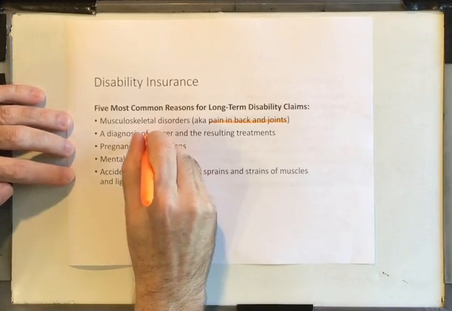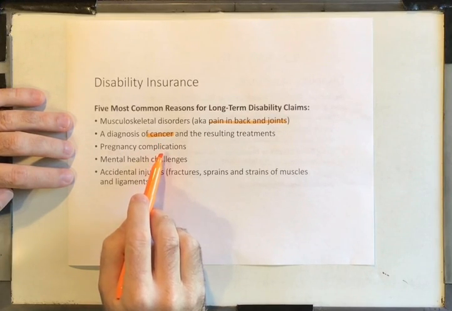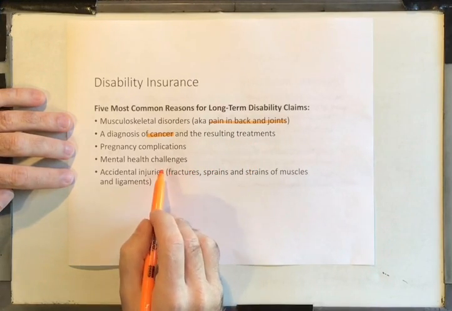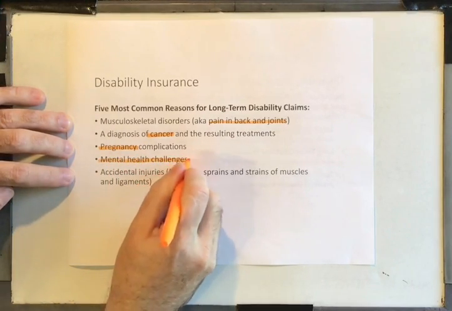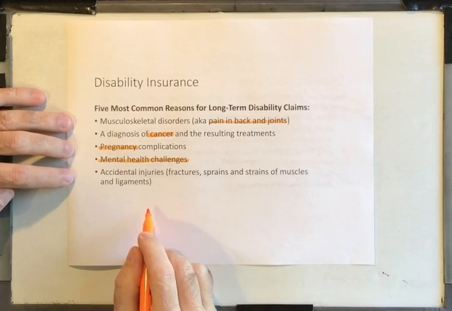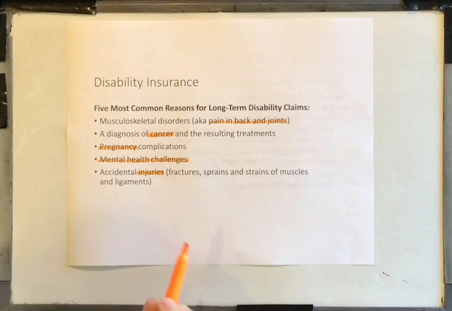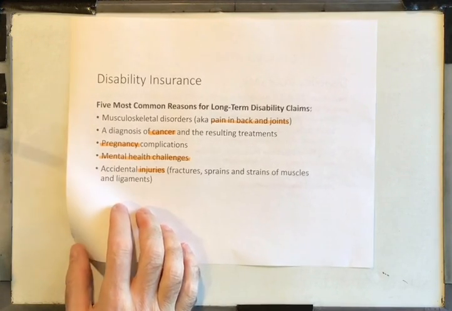Cancer, of course. Almost everyone knows someone who's been affected by cancer, and of course the cancer treatments are just a very long-term kind of thing. Pregnancy complications, and if you have some mental health challenges, that can be certainly more than 6 months. And then you have injuries. You have a major injury that doesn't heal within that time. Usually that would be short term, but you could have situations where you have an injury that takes you more than 6 months.